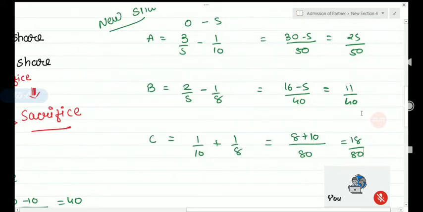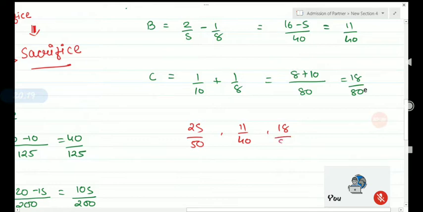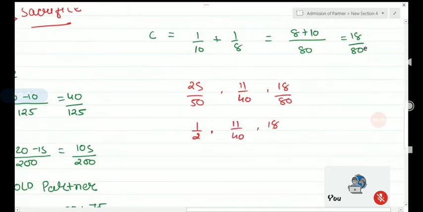Okay, now we are having some fractions: 25 upon 50, 11 upon 40, and 18 upon 80. Just a minute, let's try to find out the equal fraction. Sometimes students get confused at such a level, because they can convert 40 into 80, but how to convert 50 into 80? Then I have a very simple method. Make it 1 upon 2. 1 upon 2, 11 upon 40 and 18 upon 80.